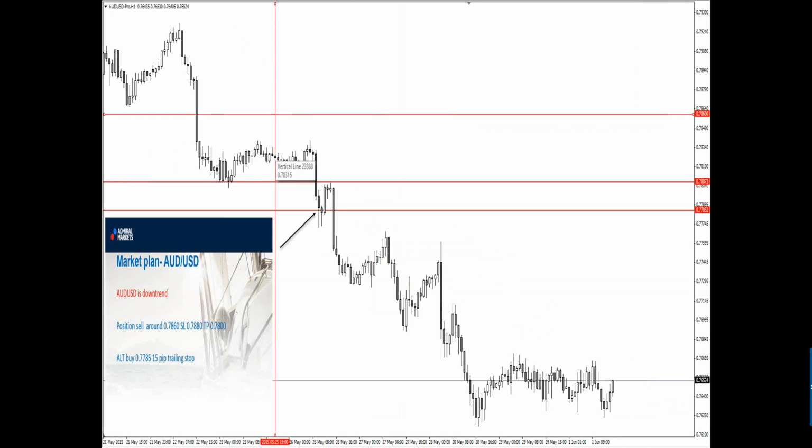Australian dollar, what can I say about Australian dollar? Downtrend, of course. We tried to sell it here. Again, price didn't pull back to our level. We had a possible buy trade, 77.85, and you see the rejections of 77.85 with 15 pip trailing stop. Now when I say 15 pip trailing stop, that means that you put stop loss of 15 pips and you trail the stop after 15 pips of profit.